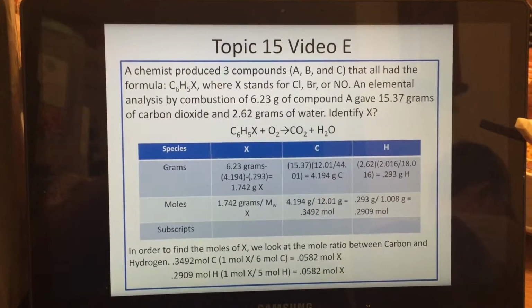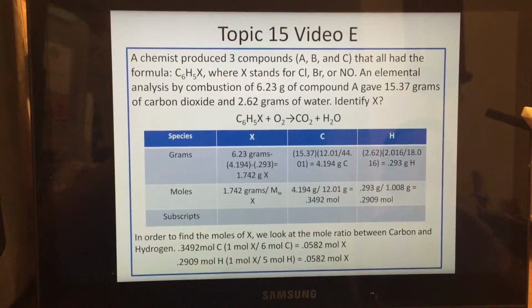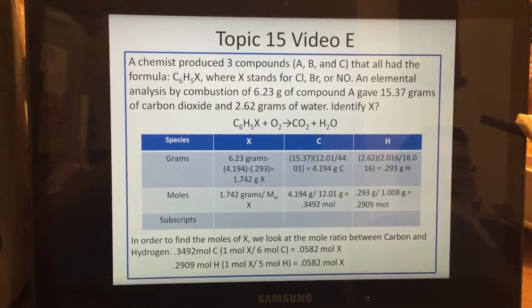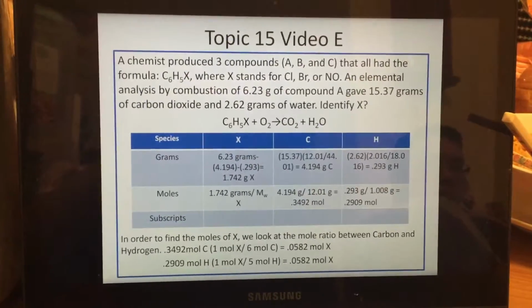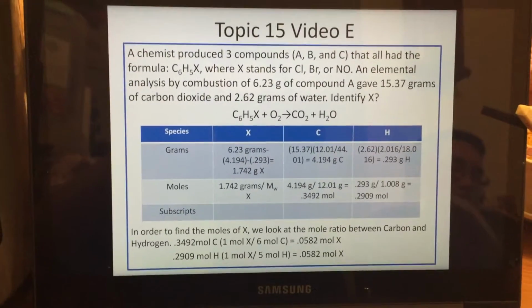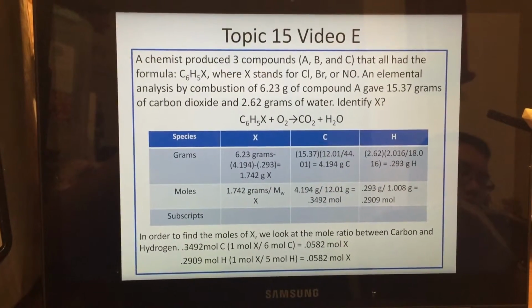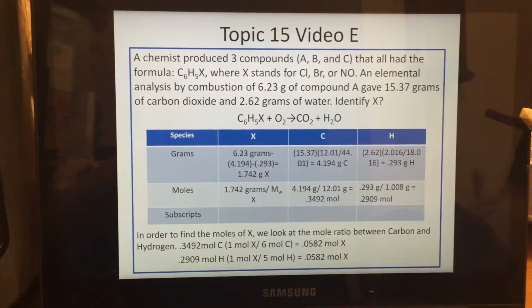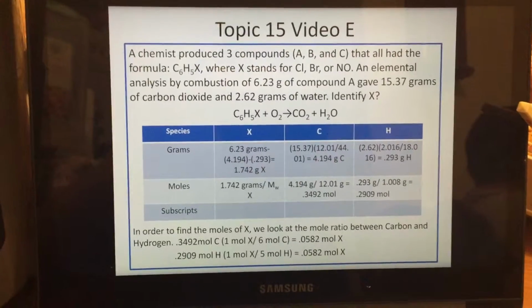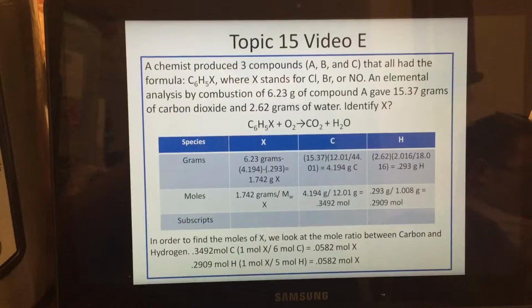They are asking you for X, which can only be chlorine, bromine, and nitrogen oxide. In order to find out what element X or compound X is, we must find the molar mass of X. Using the chart, we will figure out how to find the moles of each element, as well as the unknown compound or element X. First, we start off with the information given, which is the number of grams for carbon dioxide and water, as well as the entire compound's mass.